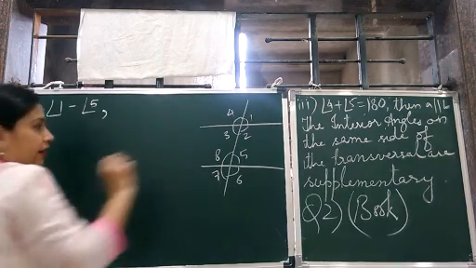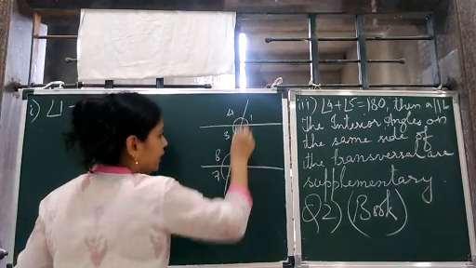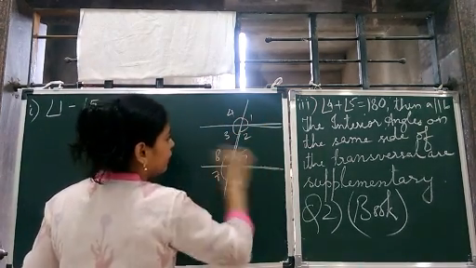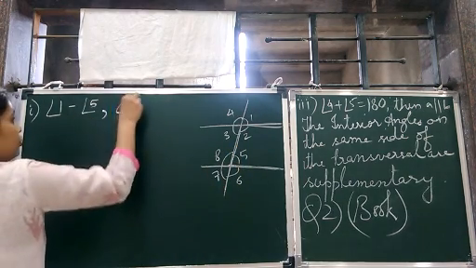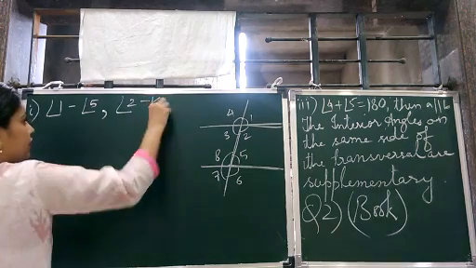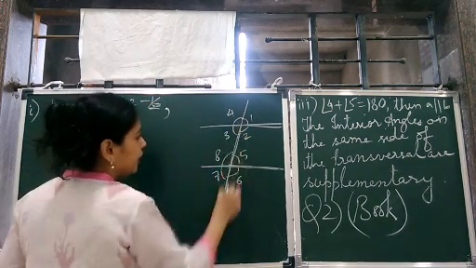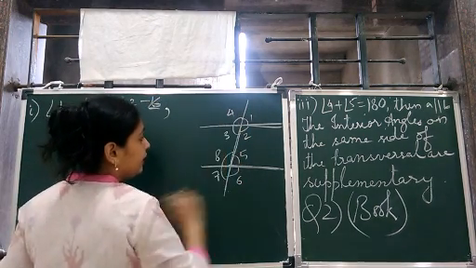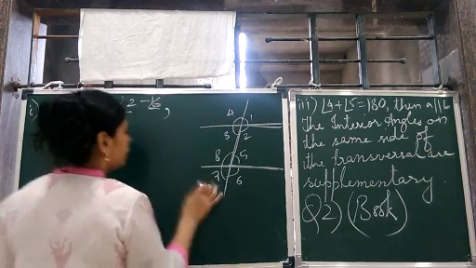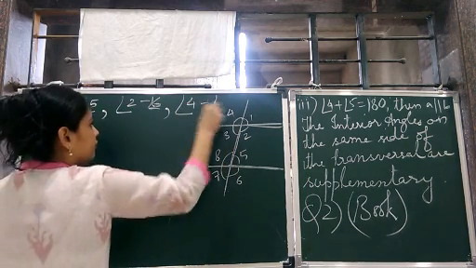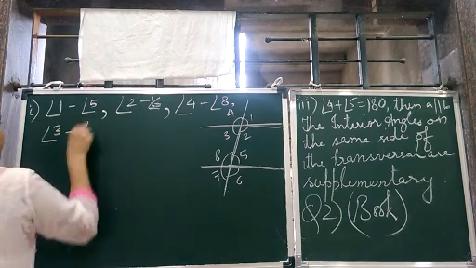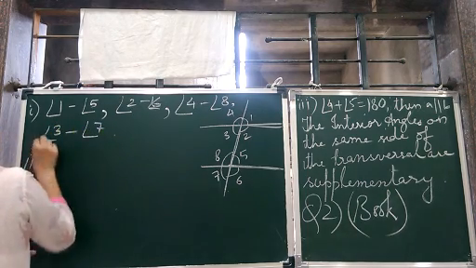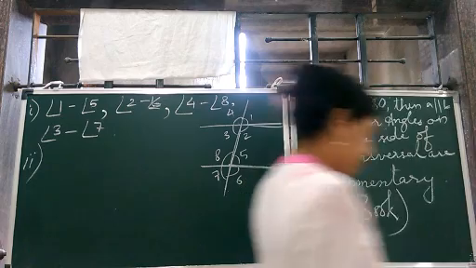Wherever F is formed, see, this F is formed for 1 and 5, and F is also formed for 2 and 6. So angle 2, angle 6. Then similarly here also F is formed for 4 and 8 and 3 and 7. This completes the first one.